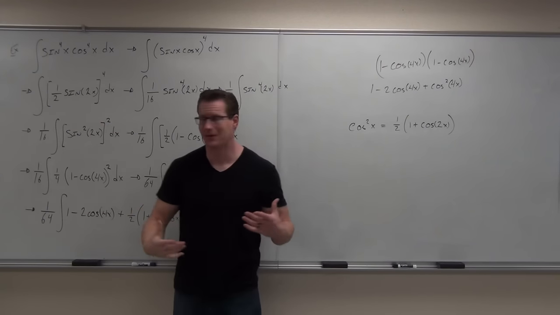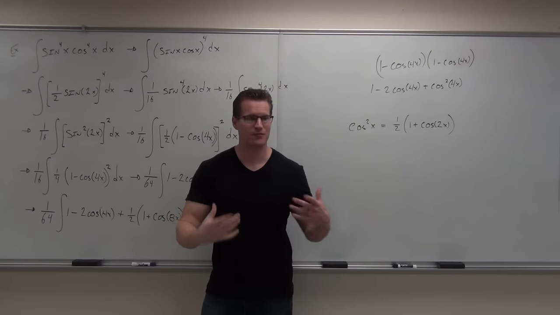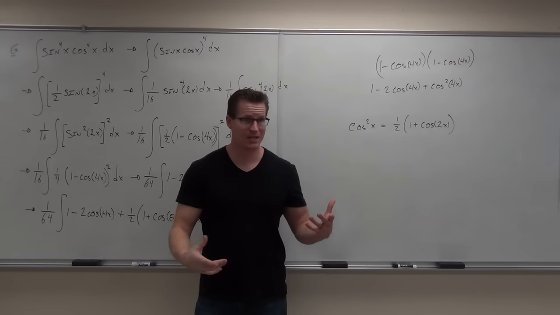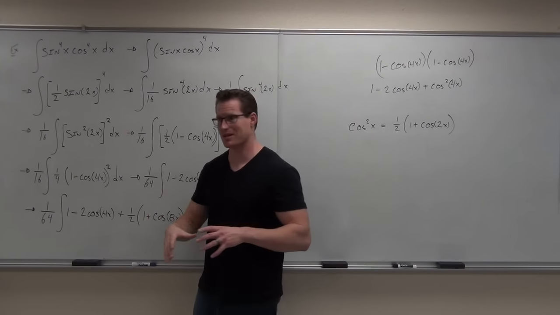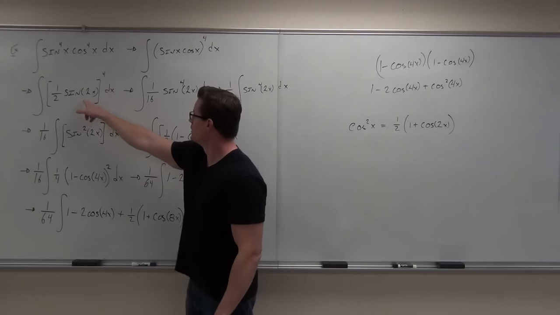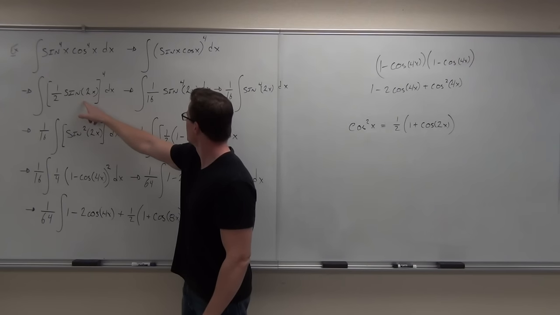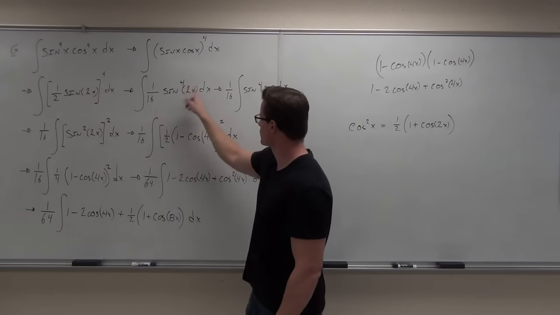You got to have that down. People take calculus 2 to finally fail trigonometry. People take calculus 1 to finally fail algebra, all right? But this is trig. I mean, my goodness, we're going to use a lot of trig. Then we go, okay, well, that's cool. You know what? We can just take it all to the fourth power.